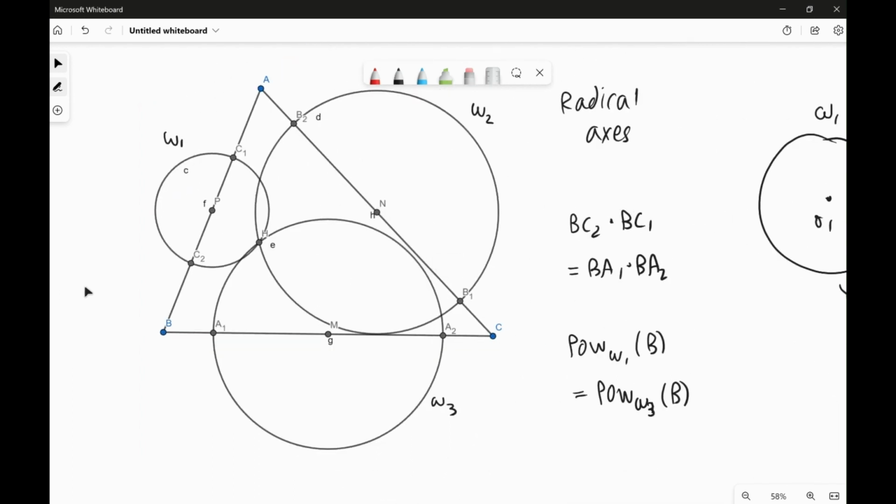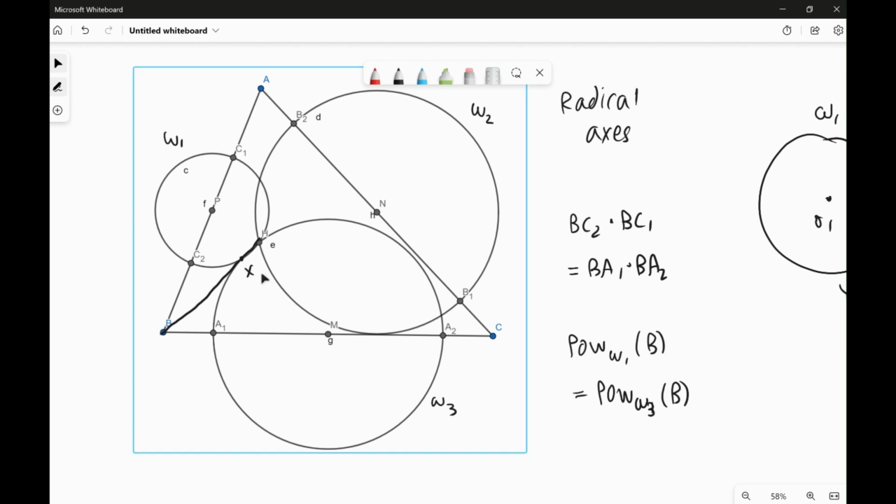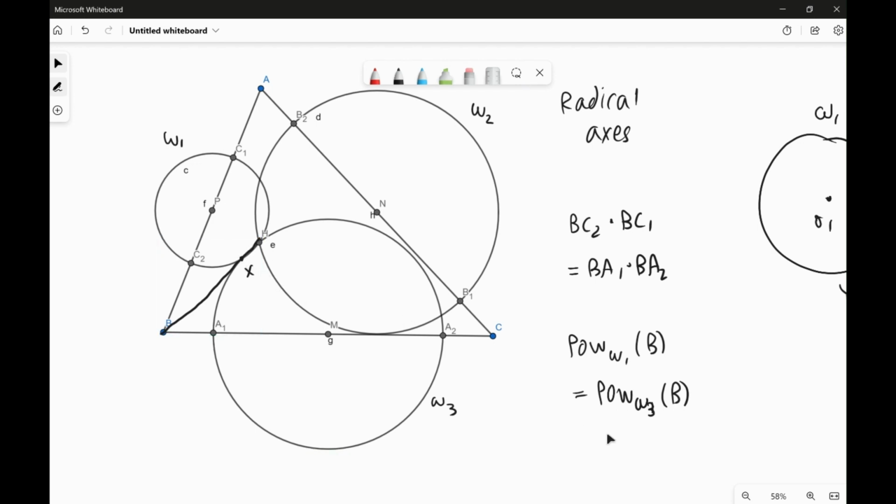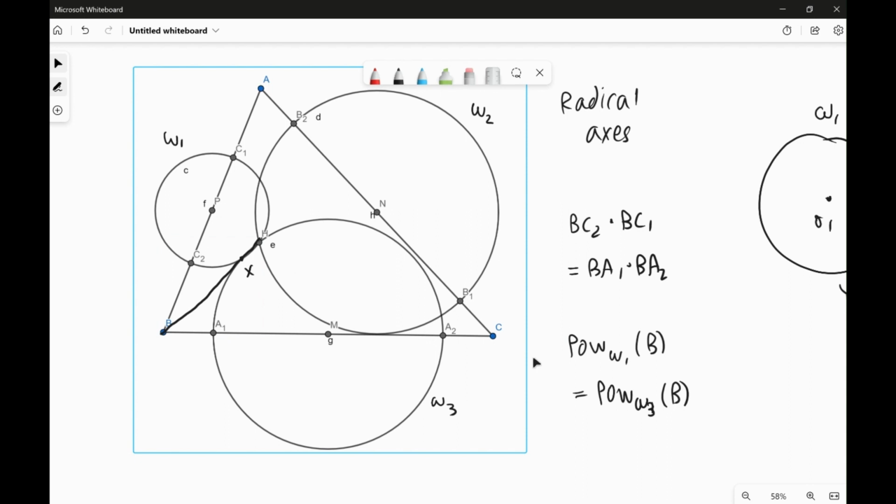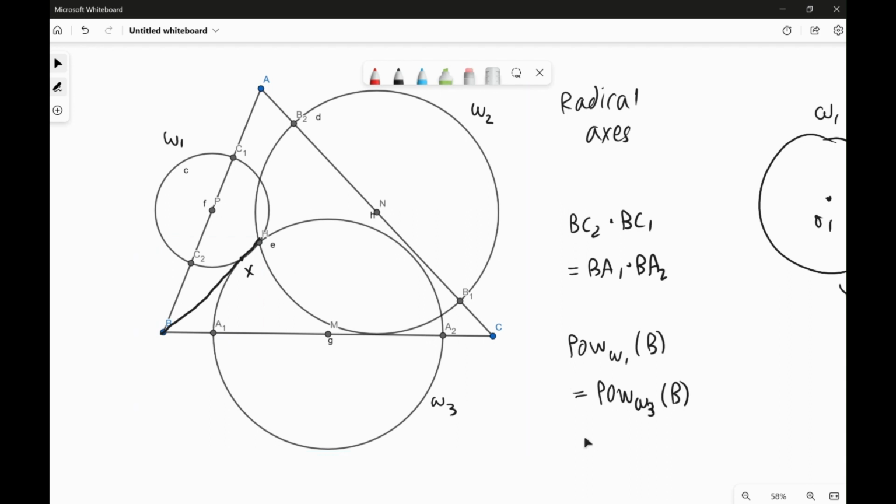However, the radical axis here, if this next intersection point is x, is just HX. So we now wish to prove that x, the second intersection point, lies on HB. In other words, we want to prove that B, X, and H are collinear. So how can we get started on this one?